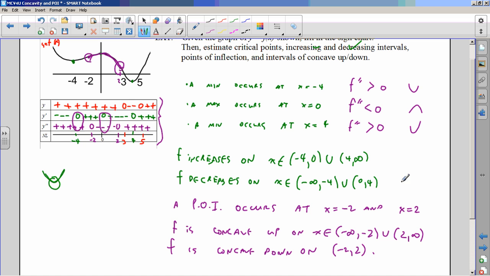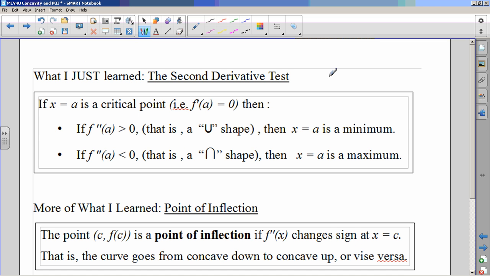Okay. What I just learned, and we talked about this already. So we've identified through the first derivative that x equals a is a critical point, right? The first derivative is 0. Then, if the second derivative is positive, that is a smile shape, a U shape, then we've got x equals a as a minimum. So 2 facts. First derivative is 0, second derivative is positive, it's a minimum. First derivative is 0, second derivative is negative, then it's a frown, right? On the top of the frown, then it's a maximum.